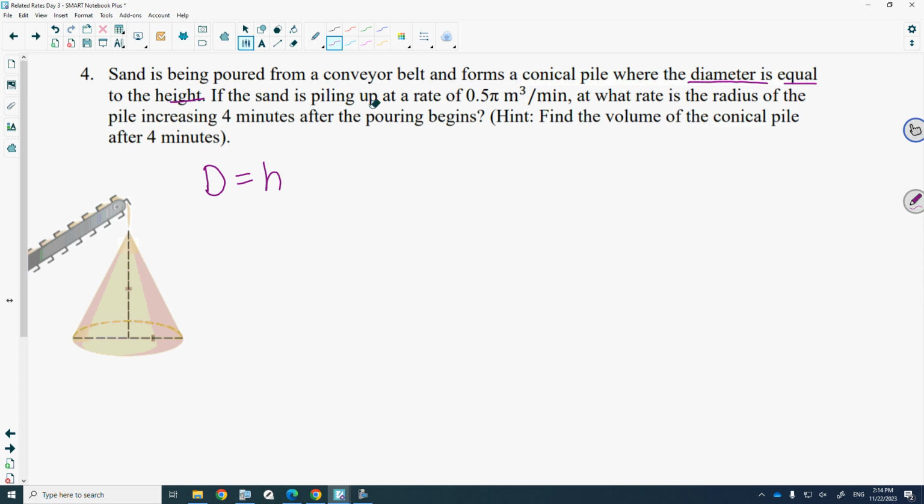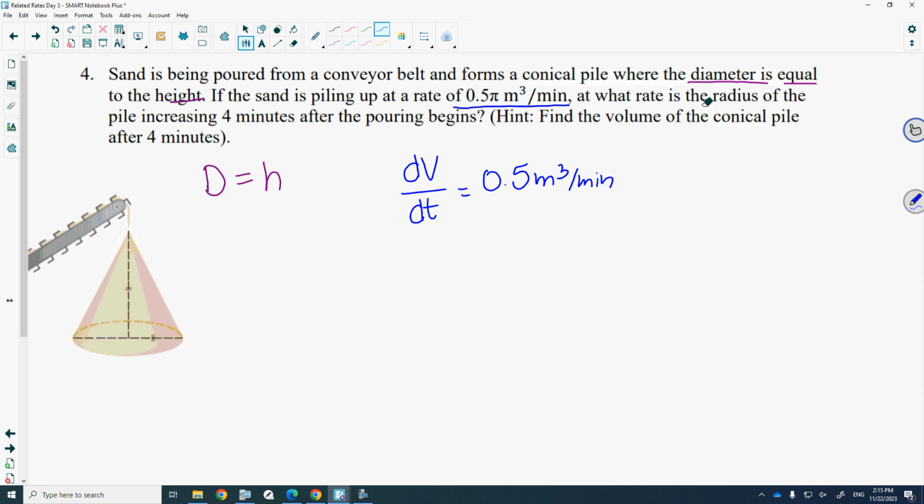If sand is piling up at a rate of, write what rate they just gave you here. What did they give me here? Sand is piling up. Did you say dh? It wouldn't be dh because this is meters cubed. Yes. So this would be the rate at which the volume is increasing with respect to time, which is 0.5 meters cubed per minute. You can figure that out by looking at the units.